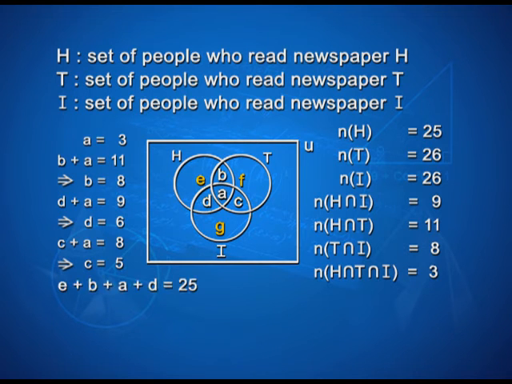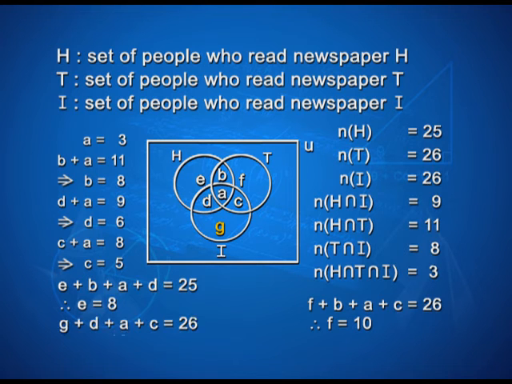Also, E plus B plus A plus D is 25, which gives us that E is 8. F plus B plus A plus C is 26, which gives F as 10. And lastly, G plus D plus A plus C is 26, which gives G as 12. Now that we have found all the values of the small alphabets, we can answer as many questions as asked.